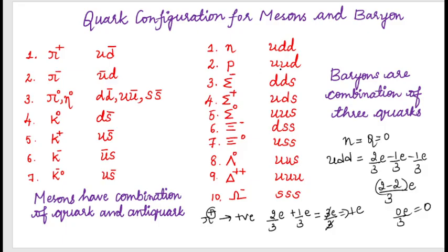So for the proton, it is UUD. For sigma negative, DDS. Sigma positive, UUS. Sigma 0, UDS. Cascade negative, DSS. Cascade 0, USS. Lambda 0, UDS. Delta plus plus positive, it is UUU, and omega negative, it is SSS. Based on this only, the problems arise in the KSET examination.